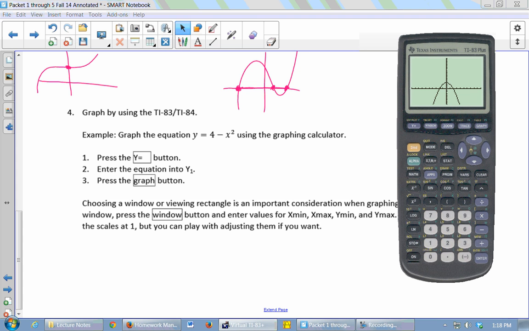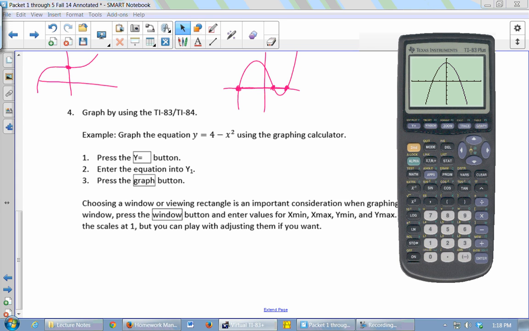And the way you do that is you use the window button. It asks for the smallest x and the biggest x you want to look at, and the smallest y and the biggest y you want to look at. Everything else in there, I never change. The only thing I ever change is x min, x max, y min, y max. So for now, I have -10 to 10 and -10 to 20. I'm going to do -5 to 5 and -5 to 5. And it zooms in a little bit on my graph.